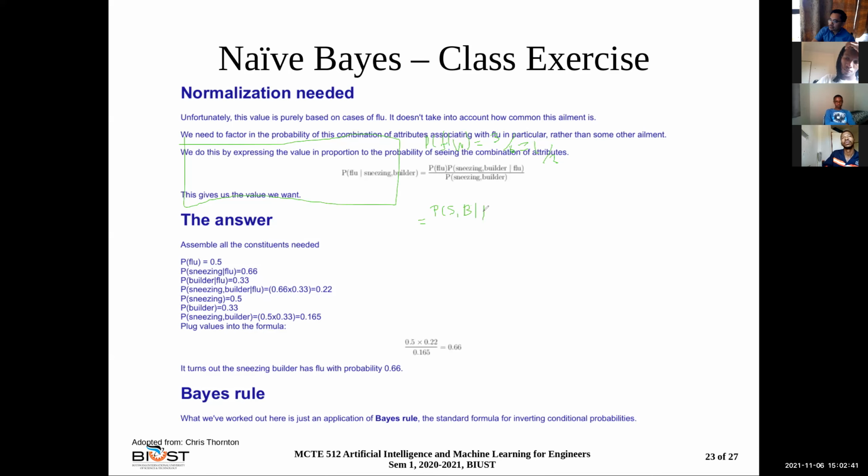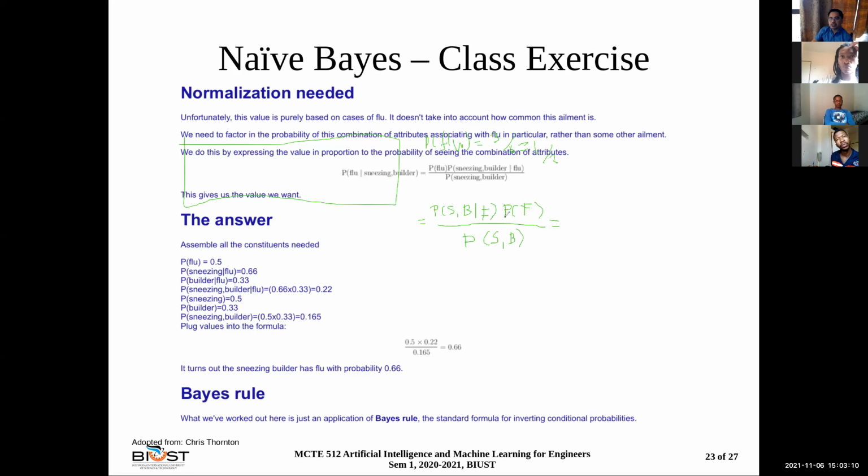Given probability, so that we will know how to deal with this one. Probability of sneezing, comma. Okay, so how do we write it down?